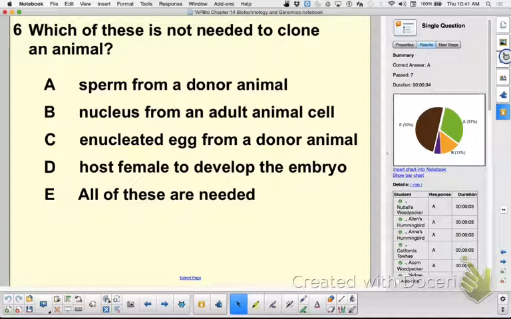Okay, check with your BioBuddy. If they got the shame bell, make them explain it to you right now so they understand why A is the answer. Both of you need to explain it, and both of you are shameful.